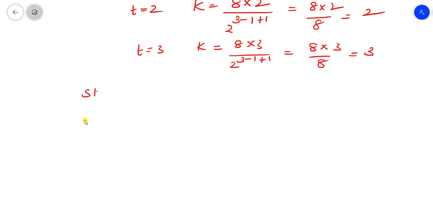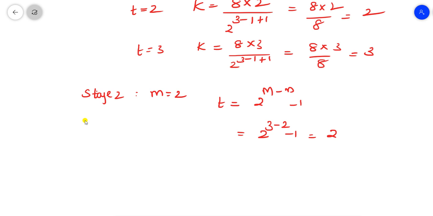Now in stage 2, the small m value is equal to 2. Now what about this t? T value is given by 2 to the power of m minus m minus 1, so 2 power 3 minus 2 minus 1, that is equal to 2 power 1 minus 1, that is equal to 1. So we need to consider t value up to 1, so 0 to 1. So when m value equal to 2, t has two values.